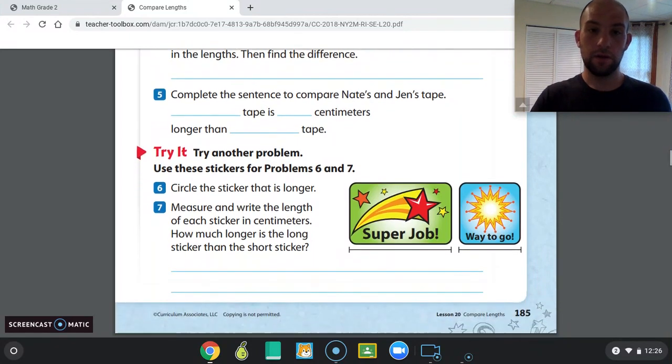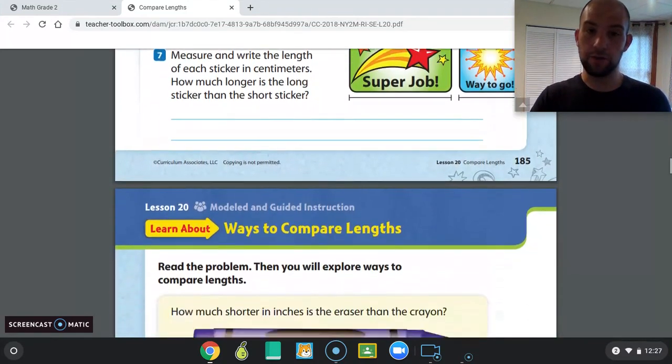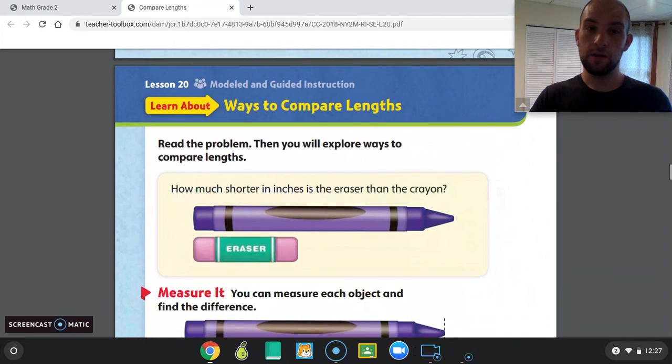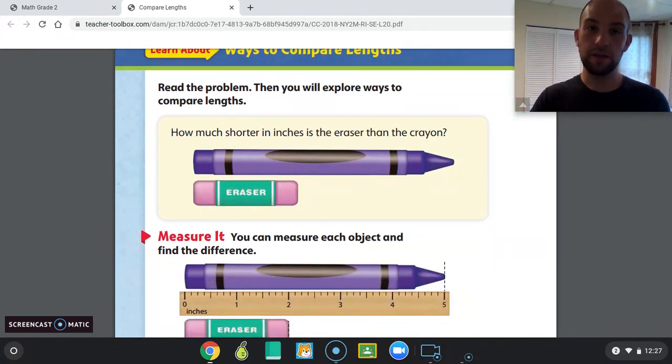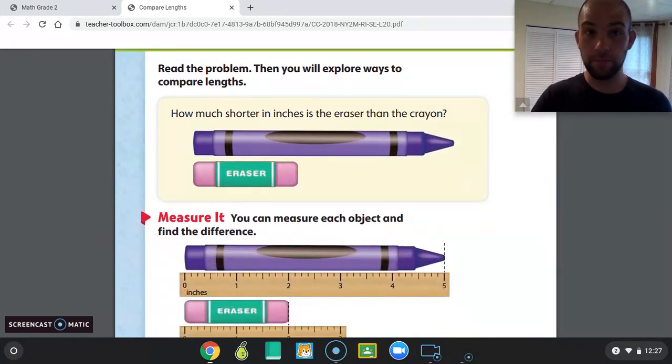So this one's another measure one here. Let's skip right down to this one because we don't need a ruler for this one.